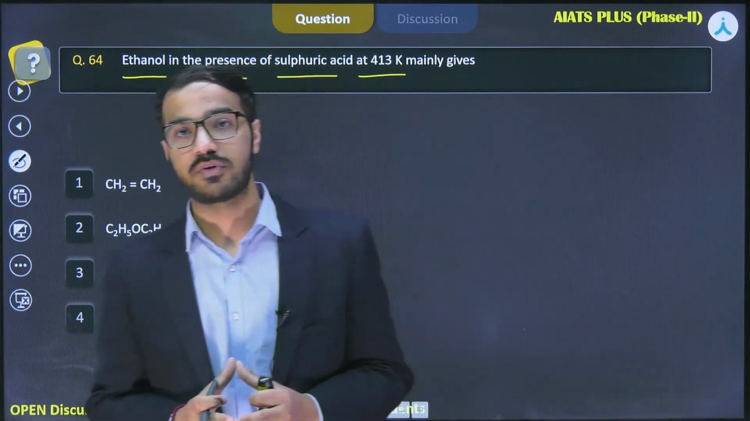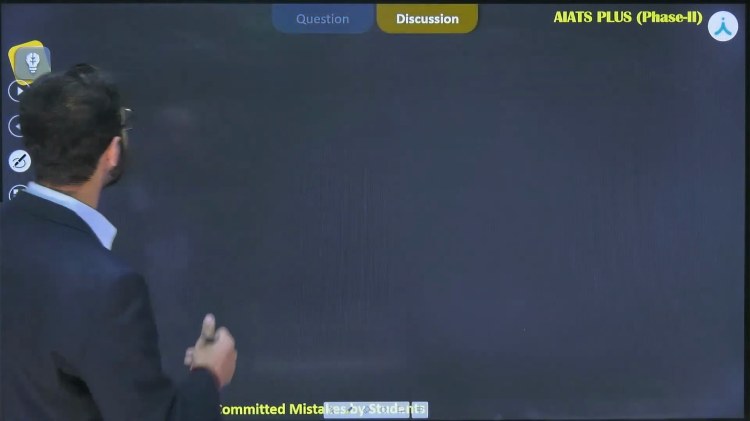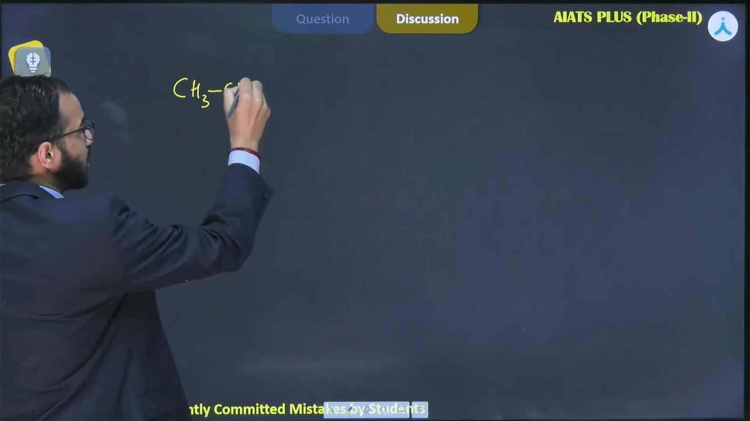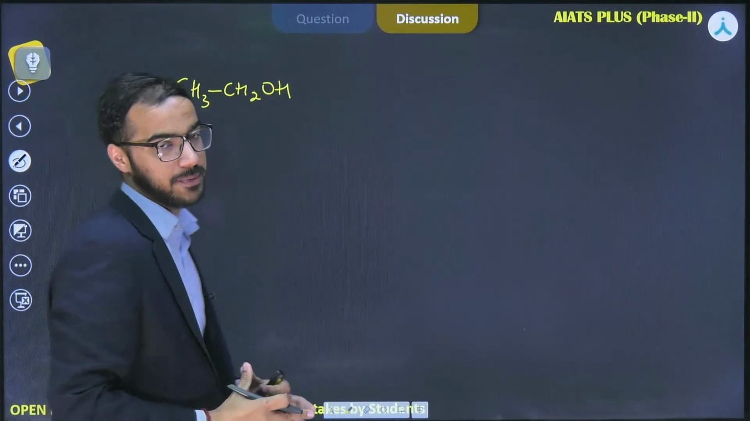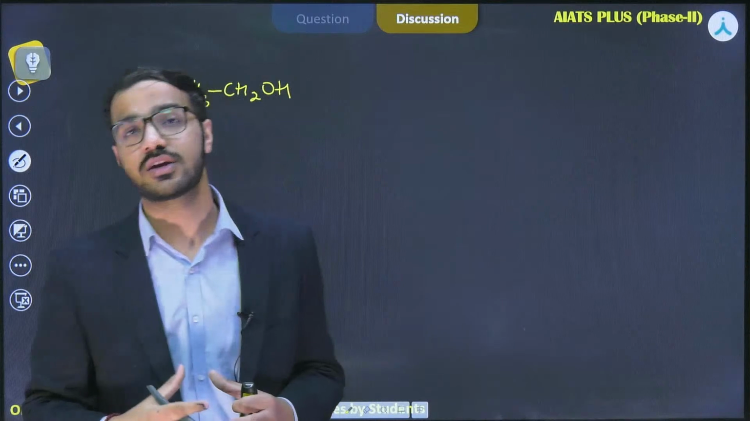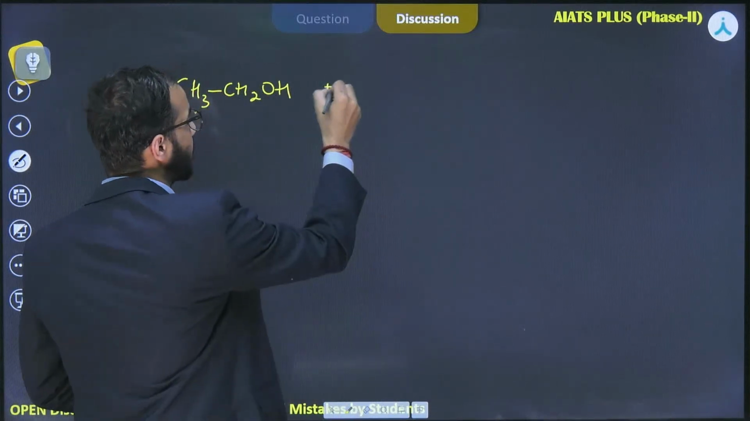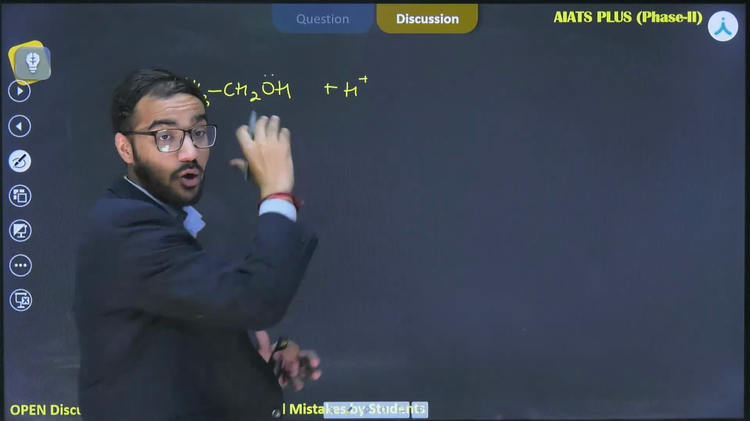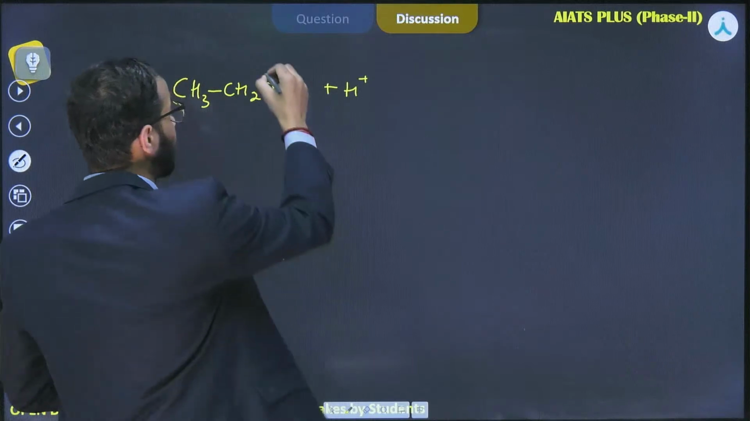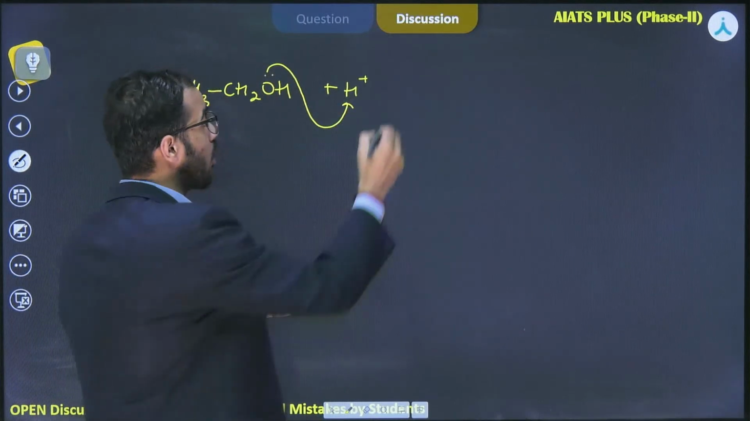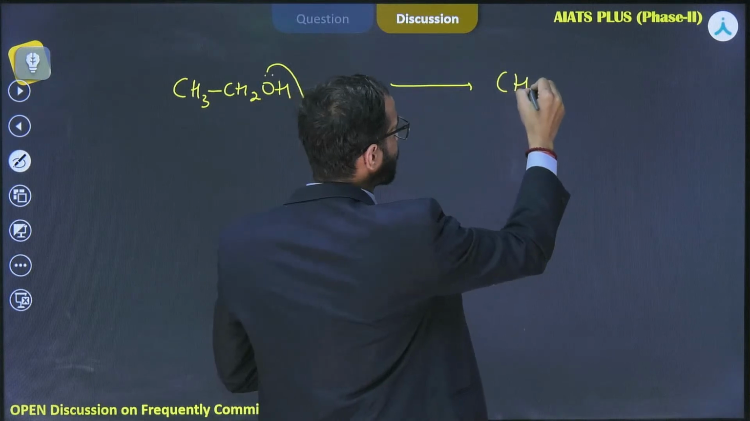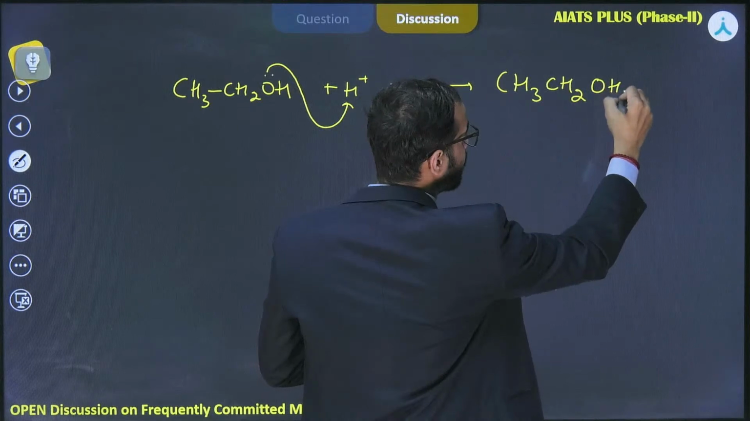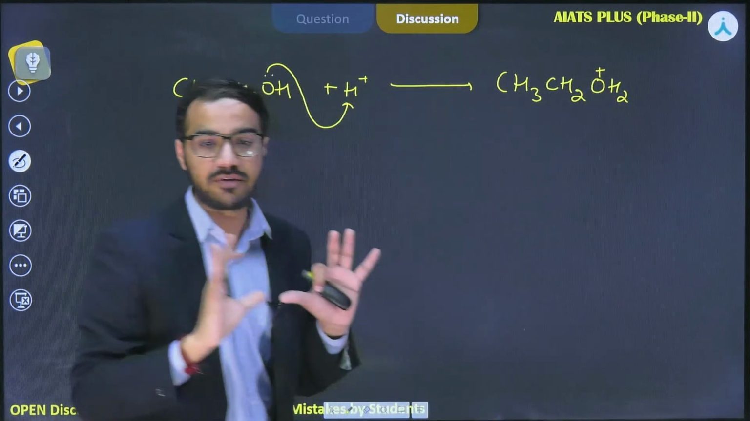Okay, let's start from the very basic. You will have ethanol, CH3CH2OH. Simply, you are reacting it with concentrated H2SO4. Let us make an H positive. So what will be the case? The first case is that the lone pair of OH will attack this electrophile, the proton, to get CH3CH2OH2 positive. This will be the very first step.